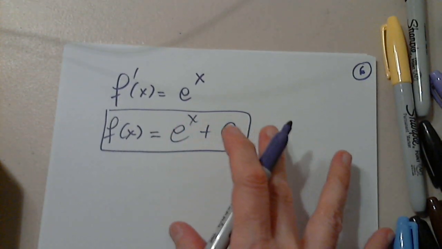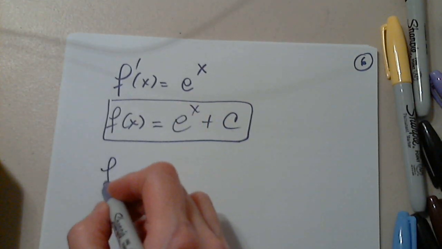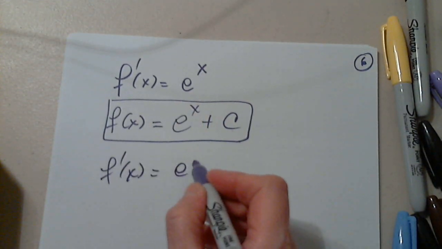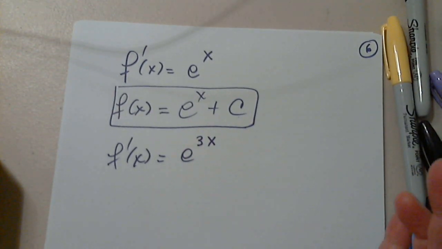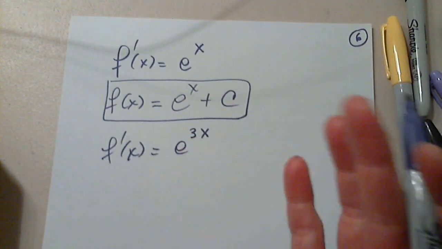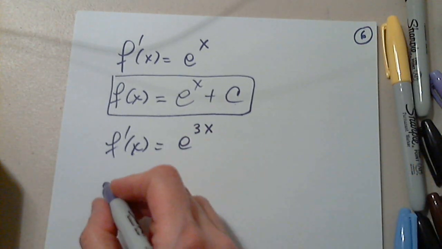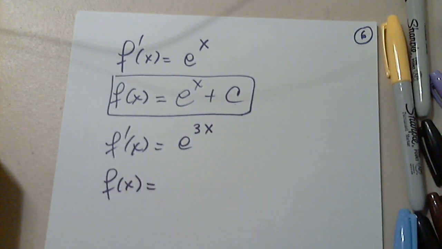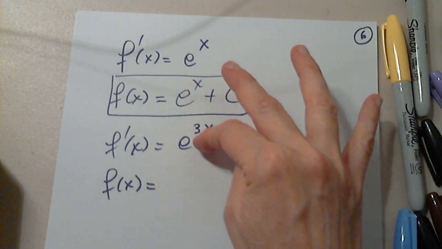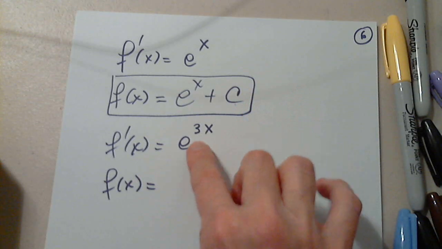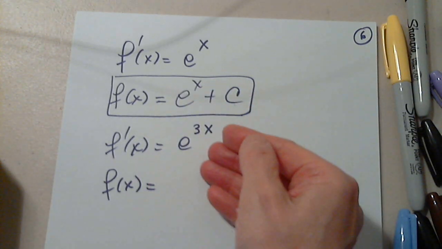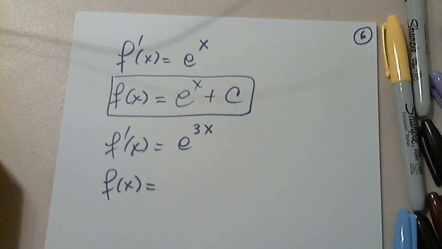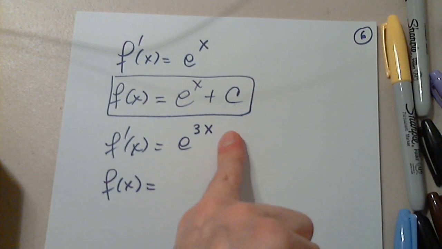But from here we want to build on something else. What if we have f prime of x equals e to 3x? Or any number. But for now, let's just say 3, and then we'll choose a different number. It doesn't matter. Can anyone now help with f of x? These are not the same, so I have to be careful. So which function, when I differentiate it, gives me e to 3x?